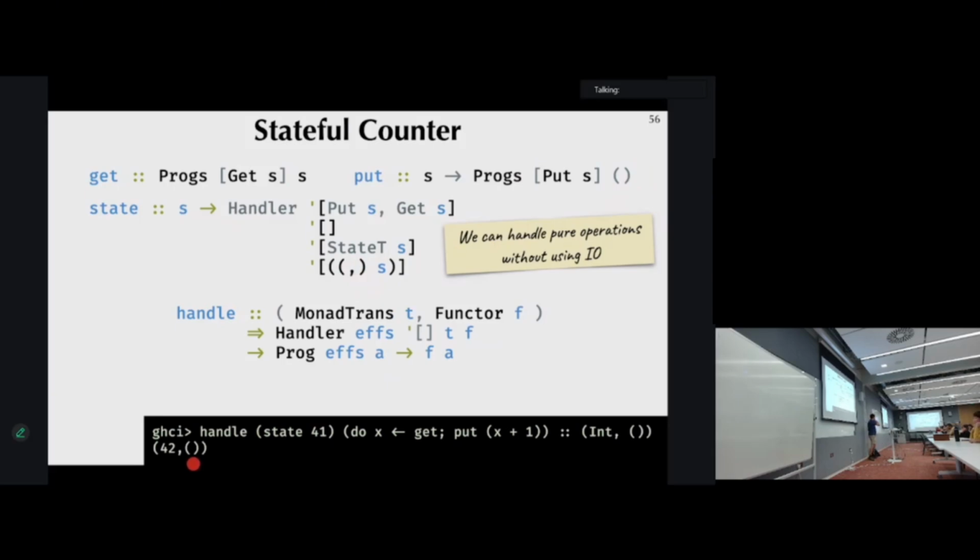Thank you. You're welcome. Okay, so here the handler is a pure handler. It doesn't interact with I/O. It just interacts with the state context, and it says something like, if you execute the state with 41 to start with, and then you put plus one, you get 42 back.